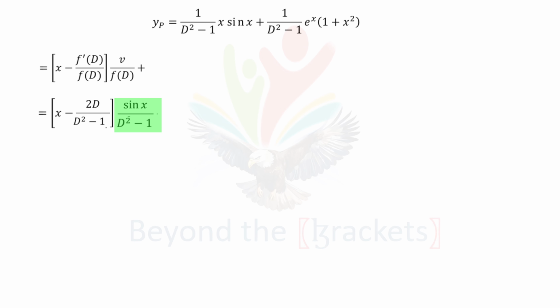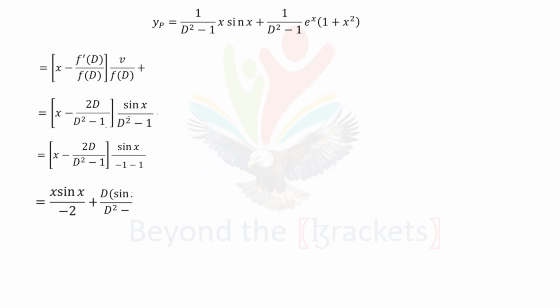First we'll solve the outer expression. Since sin x is type 2, we replace D square with minus a square. Here a is 1, so we get minus 1 minus 1, that is minus 2. So x into sin x divided by minus 2. Minus 2 in the numerator and the denominator cancels out. So we get plus D sin x divided by D square minus 1.